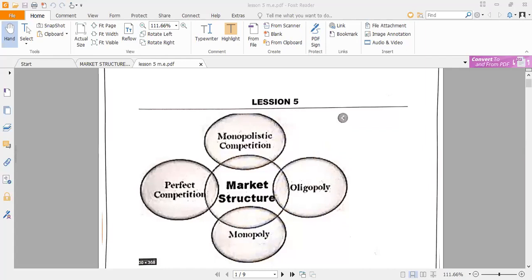To start with, economic market structures can be grouped into 4 categories. There's the perfect competition, monopolistic, oligopoly, and monopoly. Now the categories differ because they have different characteristics imbued in them. So we'll start looking at each of them in detail, one by one.